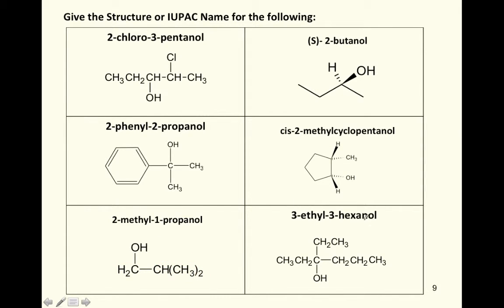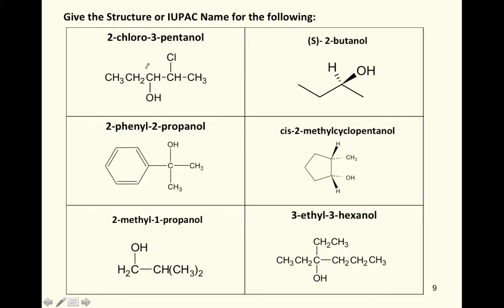On 3-ethyl-3-hexanol, I have my parent chain here of 6. Coming off of carbon number 3 and 3, I have both my alcohol OH and the ethyl group. So what I'd like to do now is go through and classify all of these alcohols.